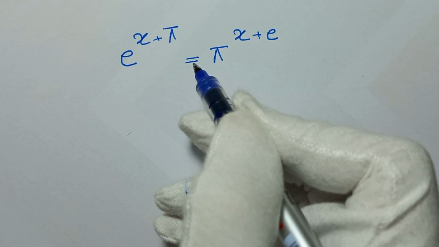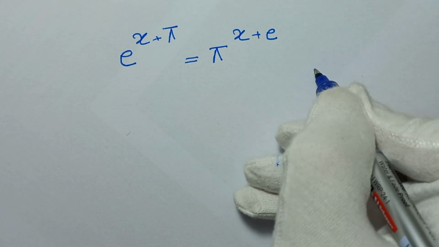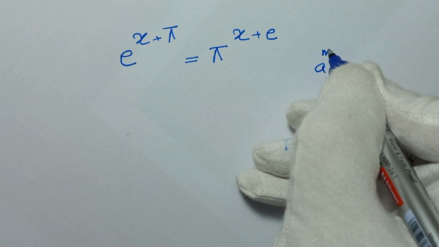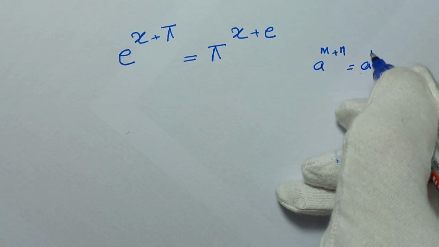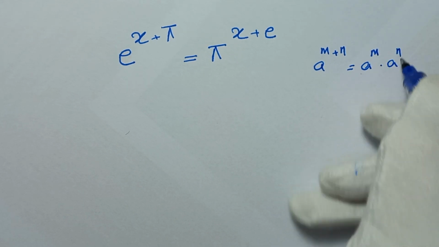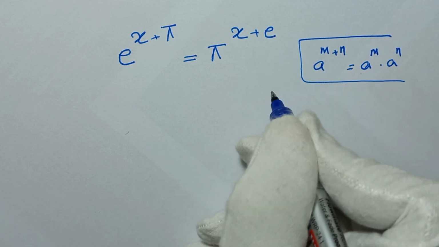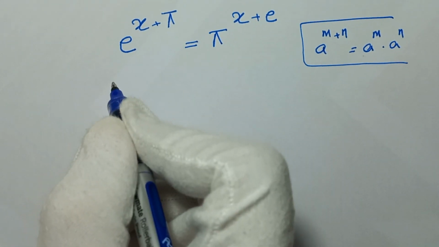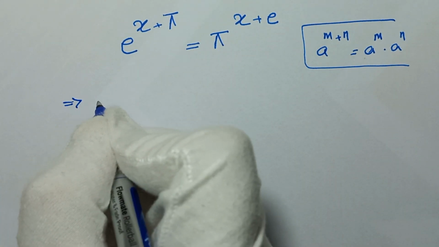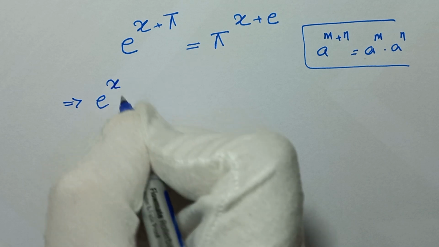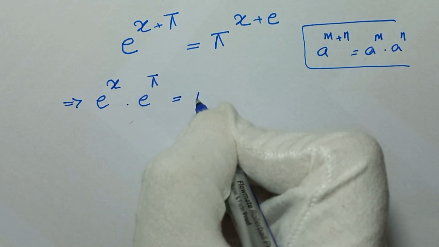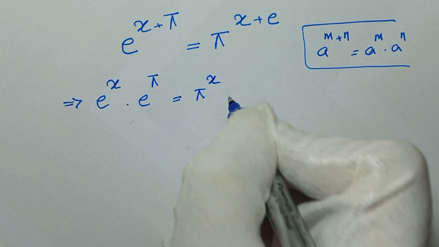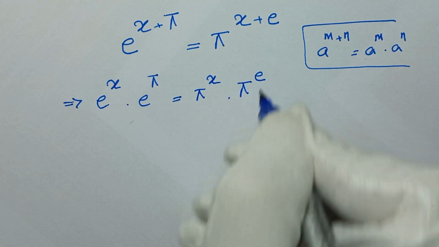In the first step, as you know, if we have a to the power of m plus n, we can write this as a to the power of m times a to the power of n. So in here, we can write this as e to the power of x times e to the power of pi equals pi to the power of x times pi to the power of e.